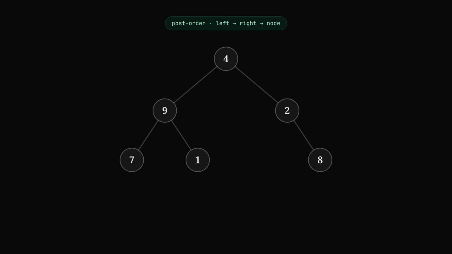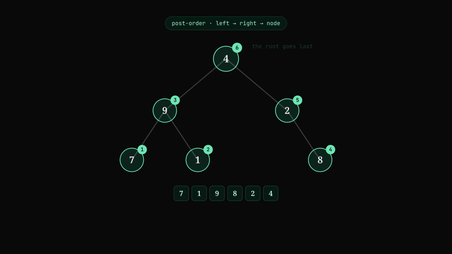Third, left, right, node. Both subtrees fully handled before the node itself. 7, 1, 9, 8, 2, 4. The root goes last. Children before parents. Bottom up. The order for any job where the parent's answer is built from the children's answers.